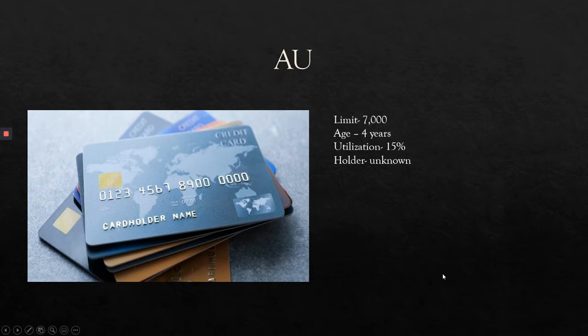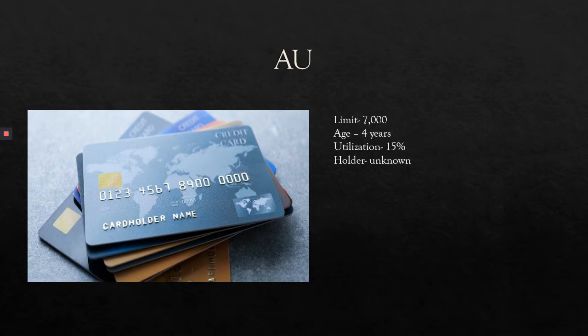AU trade line stands for authorized user. So for example, let's say that I have a credit card with a $7,000 limit. It's 4 years old. Utilization is always under 15%, and I pay it off every month. That's a good trade line. Typically, that type of trade line will cost anywhere between $300 to $500, depending on where you get it from and who the bank is.